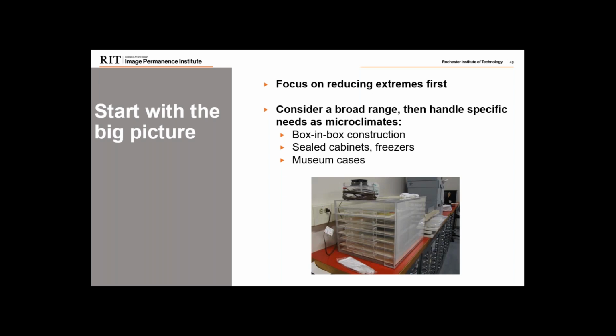So first, start with the big picture. When you're setting parameters, you want to first focus on reducing extremes. Depending on what your capabilities are, this might be as far as you can go. But we know that's the most critical for improving preservation. It's trying to keep the extreme levels of temperature and relative humidity levels that might go above 60. What can we do to reduce those to set safe parameters for our collections?